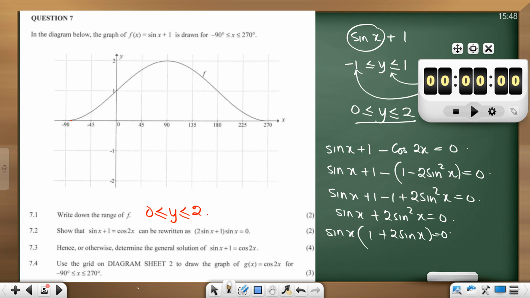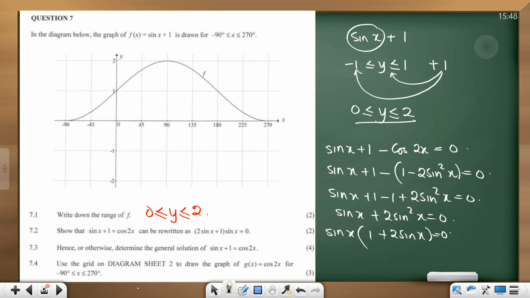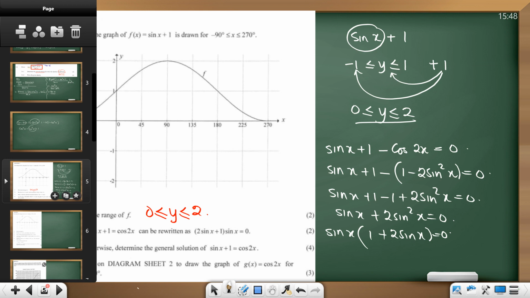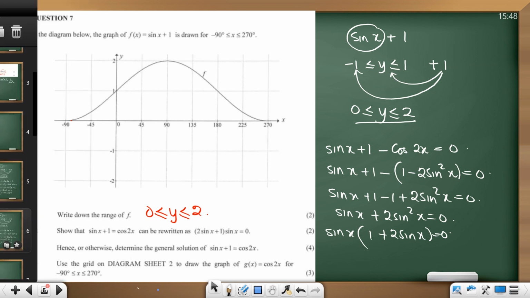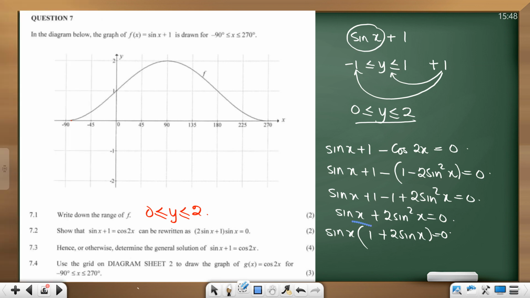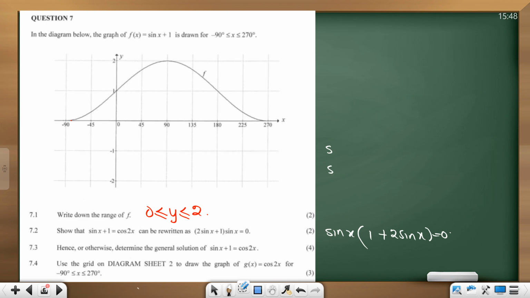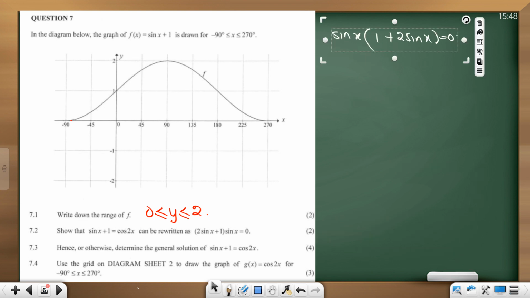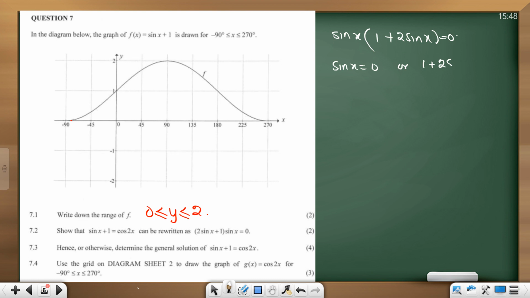Okay, everyone, let's mark now. You've had a chance to check if you really do understand how to deal with general solutions. It's important that every time we get this, we should be able to get our answer. And this question actually has been done halfway. So what do we know? It's either sine x equals 0 or 1 plus 2 sine x equals 0.